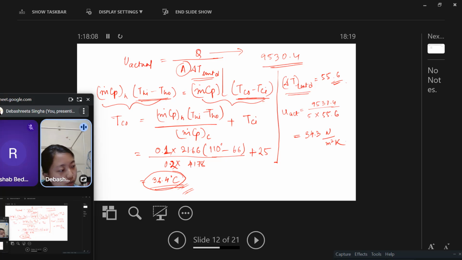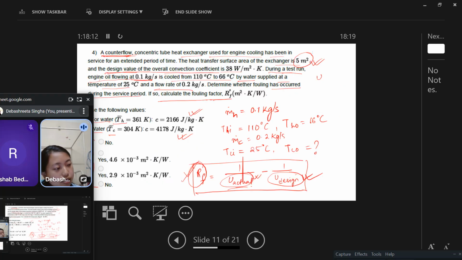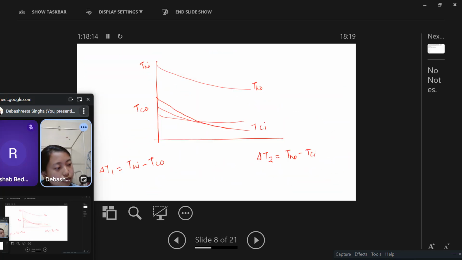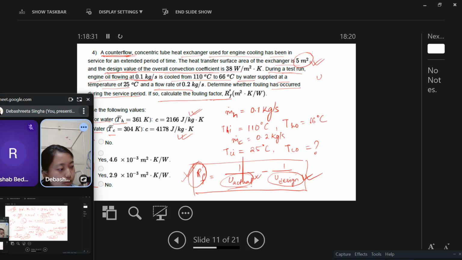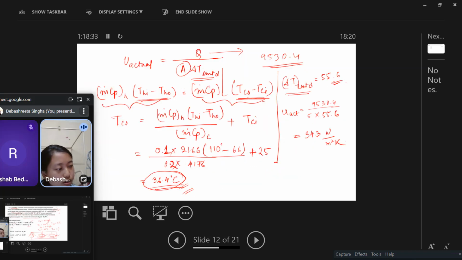Whenever you have confusion about how to calculate this delta LMTD, just directly draw it. If you directly draw it, then you can easily find out this is delta T1, this is delta T2, sorry, this is delta T1, this is delta T2. So that will become very easy. Whether it is for counter or parallel flow, just directly draw this plot of temperature versus the length.